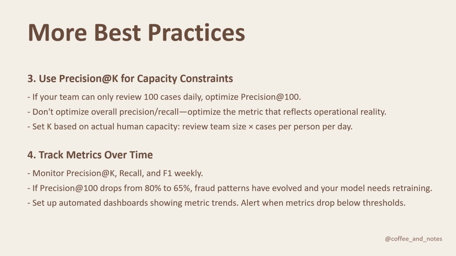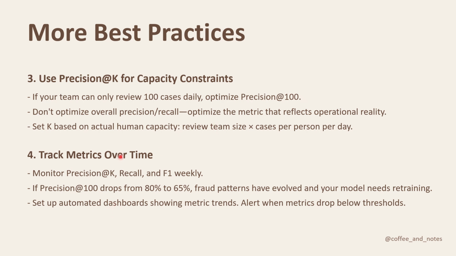Third, use precision at K for capacity constraints. If a fraud team can only review 100 cases daily, optimize precision at 100. Don't optimize overall precision recall across all predictions. Optimize a metric that reflects operational reality. Set K based on actual human capacity: review team size times cases per person per day. If you have 5 investigators who can each review 20 cases, K is equal to 100.